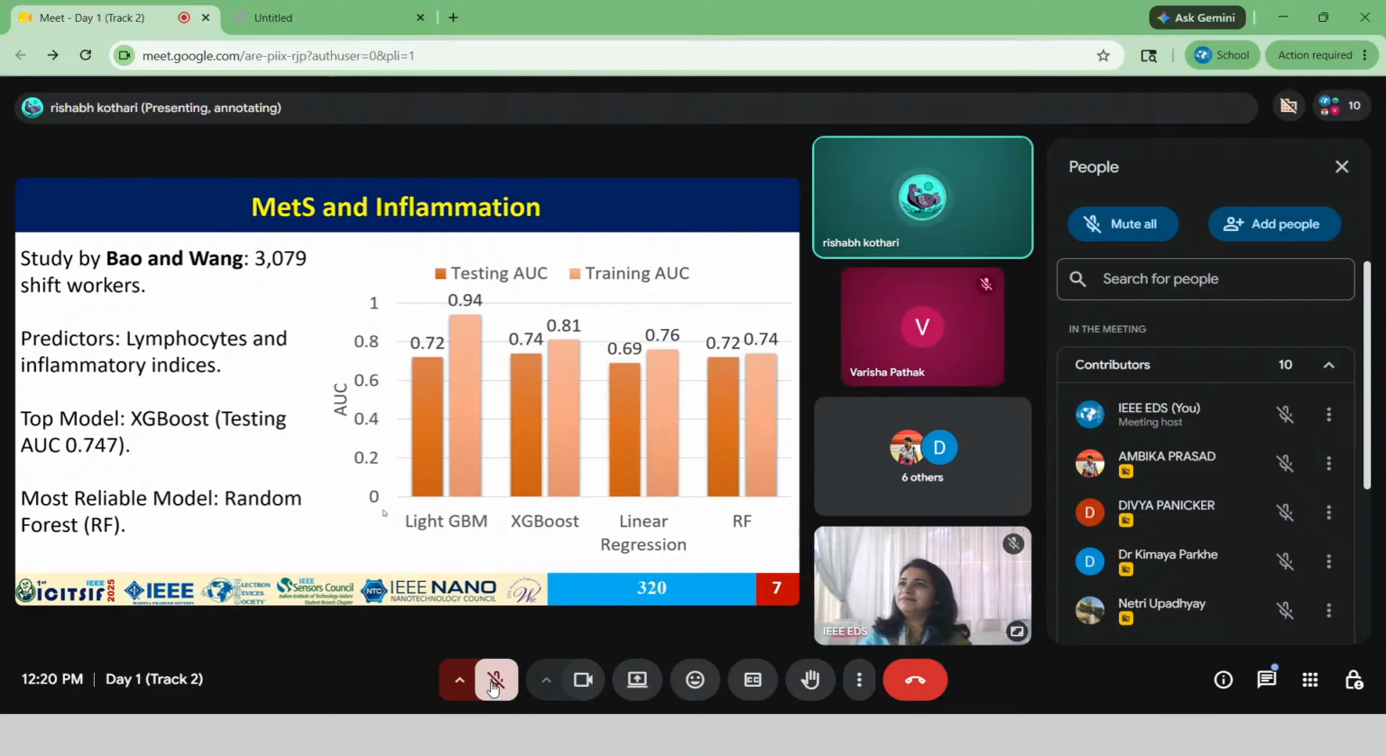In stark contrast, the XGBoost model had a training AUC of 0.81, but it maintained its performance to achieve the highest testing AUC of all 4 at 0.747. This narrow gap shows that this model has good generalization, making XGBoost the top model for predicting metabolic syndrome in this particular scenario. While random forest proved to be the most reliable across datasets with the least difference between training and testing dataset.